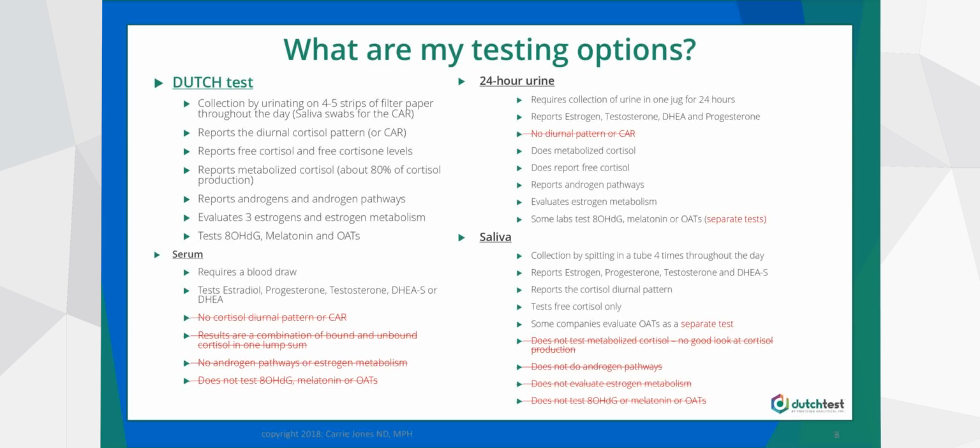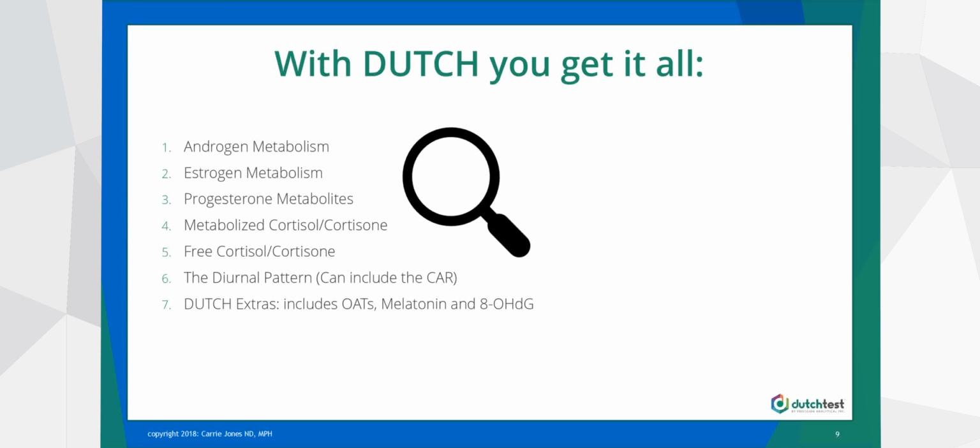And if you don't know what you get with the Dutch, this is what you get. You get androgen metabolism, estrogen metabolism, progesterone metabolites. You get the metabolized and the free cortisol and cortisone. You do get the diurnal pattern, and you can get the cortisol awakening response. We do include that on our Dutch Plus. And then, of course, the Dutch extras: the OATs, the melatonin, and the oxidative stress marker called 8-OHDG.